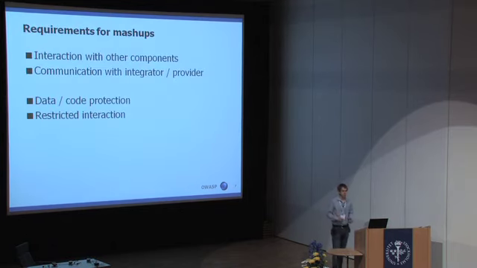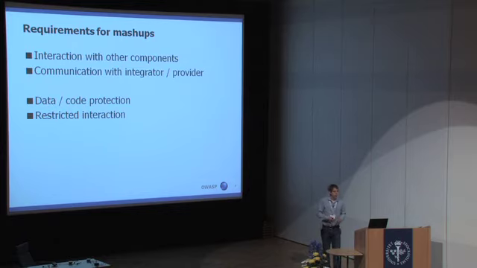Of course, this is not a conclusive list of all mashup requirements, but it's the requirements that are important for the security purpose. So what we have is the need to enable interaction. We want to achieve interaction between components, but on the other hand, we want to restrict this interaction. We don't want any component to talk to any other component without knowing what they're exchanging or what they're doing.